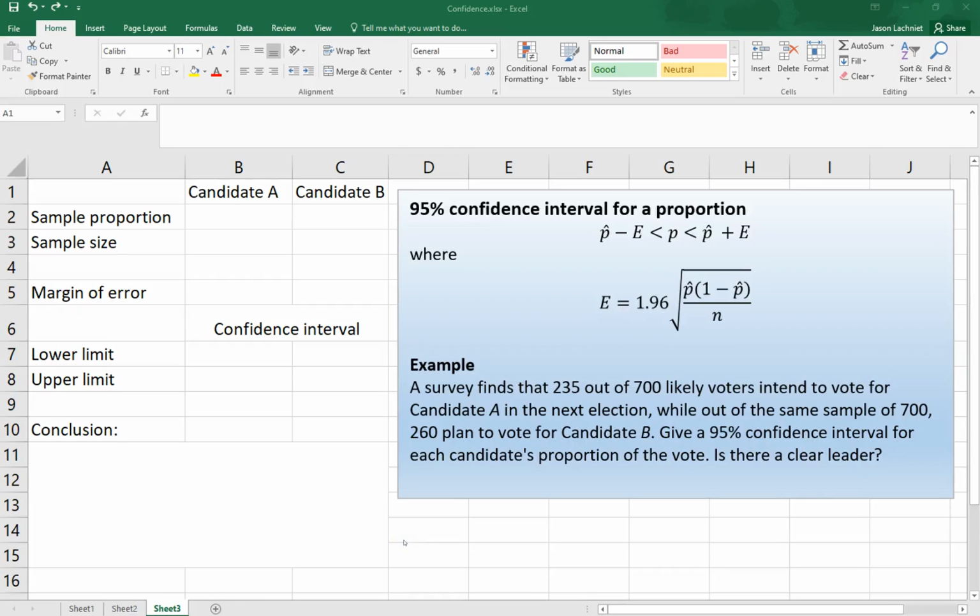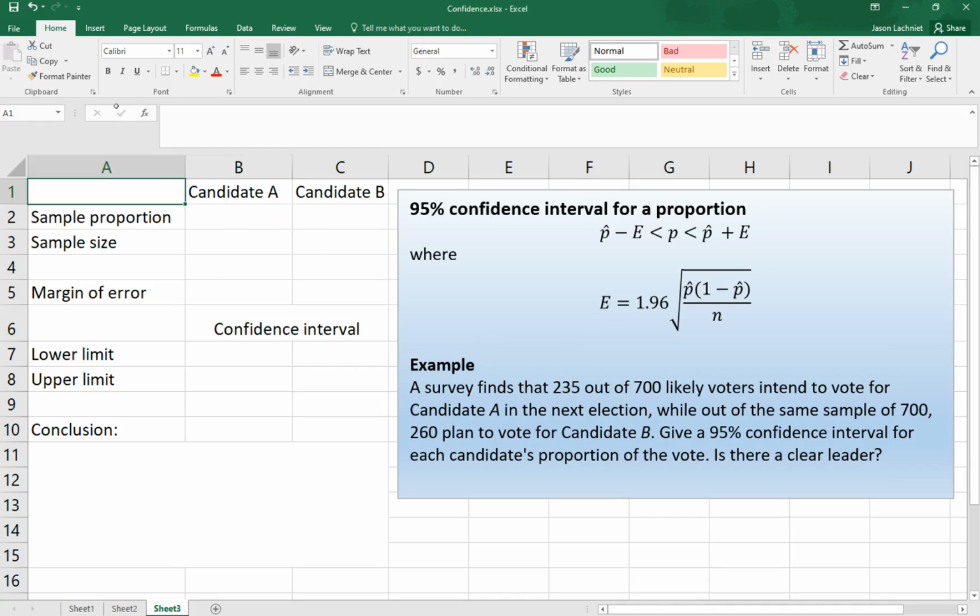In this example, we're going to calculate confidence intervals for sample proportions. Suppose we have a survey which finds 235 out of 700 likely voters are intending to vote for candidate A, while 260 are intending to vote for candidate B. We're going to give a 95% confidence interval for each candidate's proportion of the vote, and we'll see if we can use that to decide if there is a clear leader in this race indicated by that polling data.